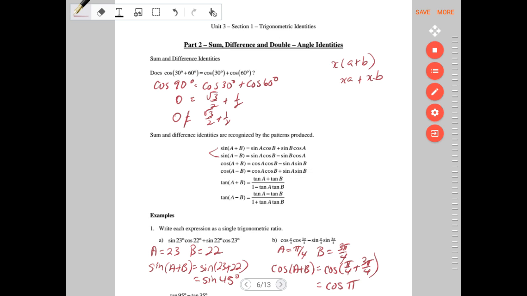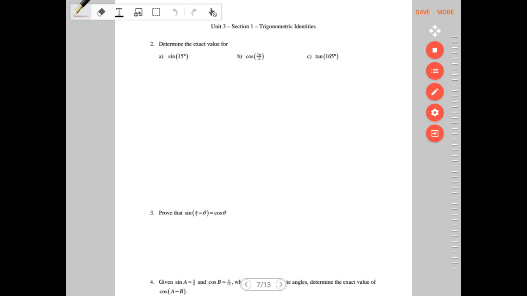Now, if you recall, on our unit circle, the special angles were 0, 30, 45, 60, and 90. Is it possible to find two things that either add or subtract to 15 from that list?